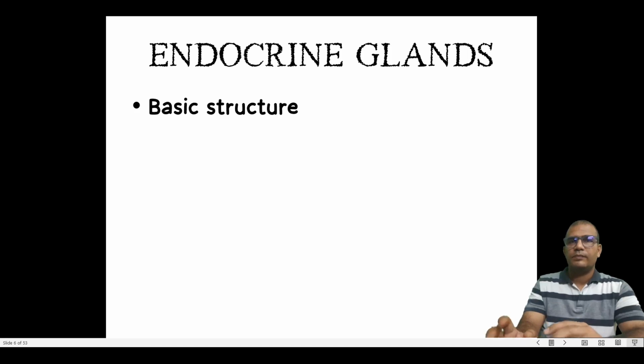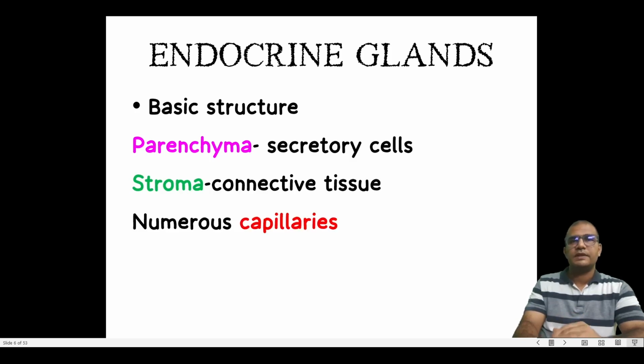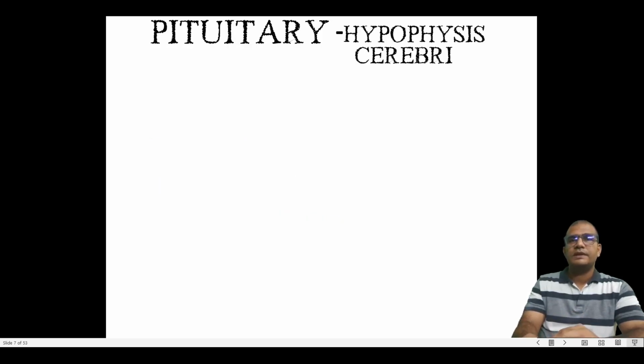Then there is parenchyma formed by the secretory cells. The secretory cells are supported by the stroma, and the secretions secreted by the parenchyma need to be poured into the circulation, so there have to be abundant capillaries. The basic structure of an endocrine gland is parenchyma, which is composed of secretory cells, and stroma, which consists of connective tissue and numerous capillaries. First we will discuss the pituitary or hypophysis cerebri.